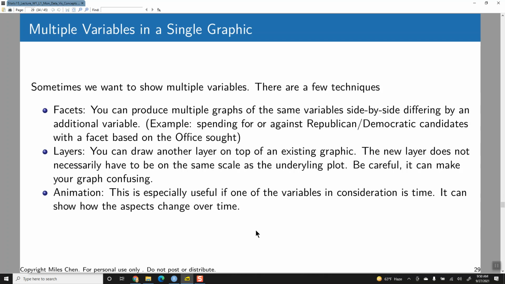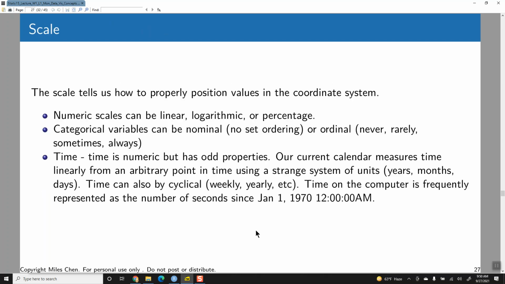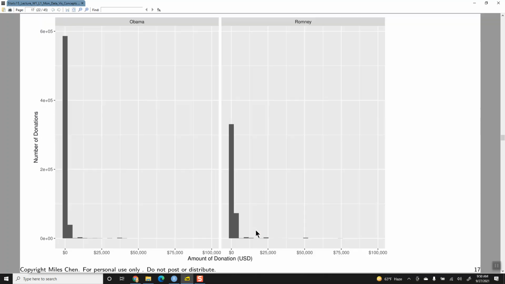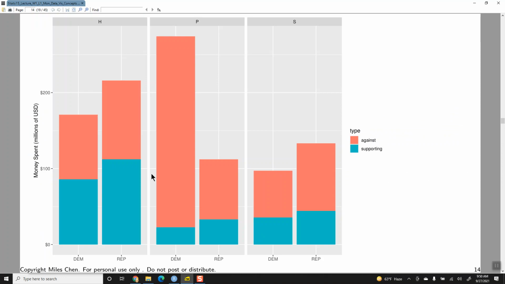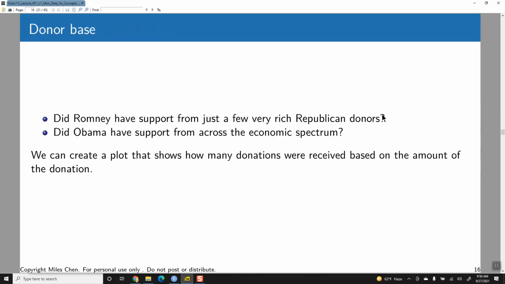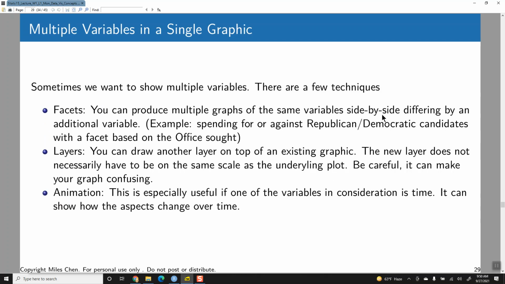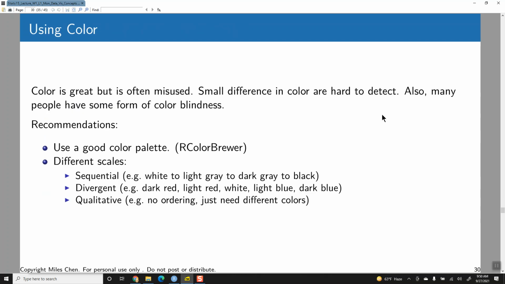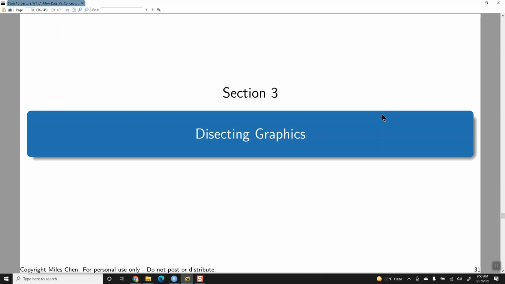Okay. All right. Well, I'm running out of time here. There's a few ways. We've seen some of these things. Facets basically produce multiple graphs of the same thing, right? If you wanted to include multiple variables, like not just party, but also which office, you can put the same graphic all next to each other, but you just change this variable, and that's called different facets. Okay. You can have layers on top of each other. You can have animation and things like that. The other stuff here, basically, read the textbook here. And as far as colors go, you trust expert opinion rather than your own judgment, okay?